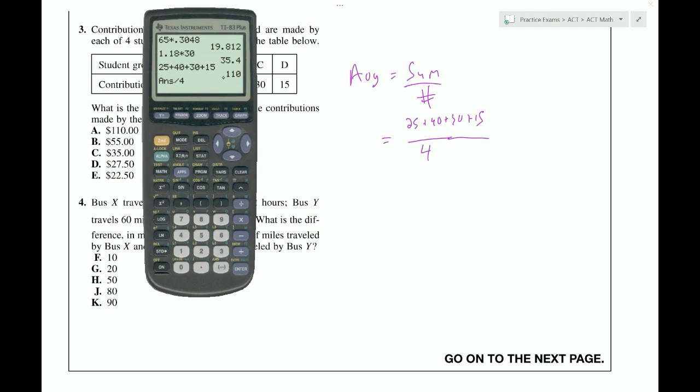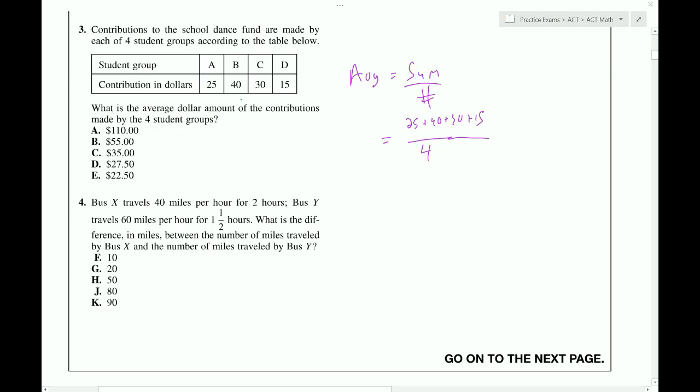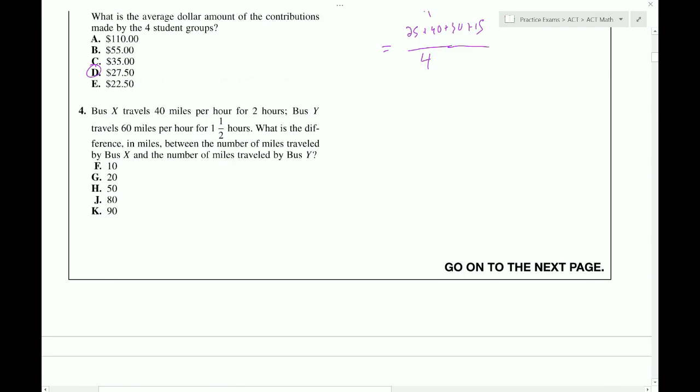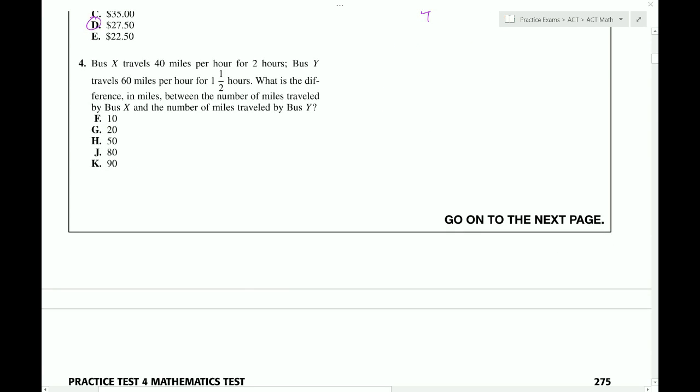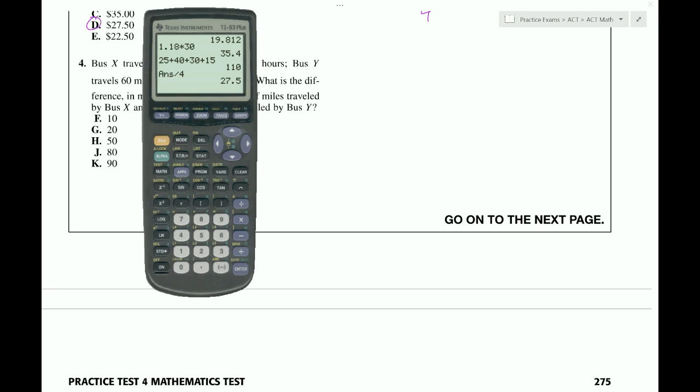Notice that I said it equals and then divided by 4. So if I just divided by 4 there, it would have only divided the 15 by 4. 27.5, choice D. And by the way, one way to fix that division error is to put parentheses around the numerator, okay, and then divide by 4.